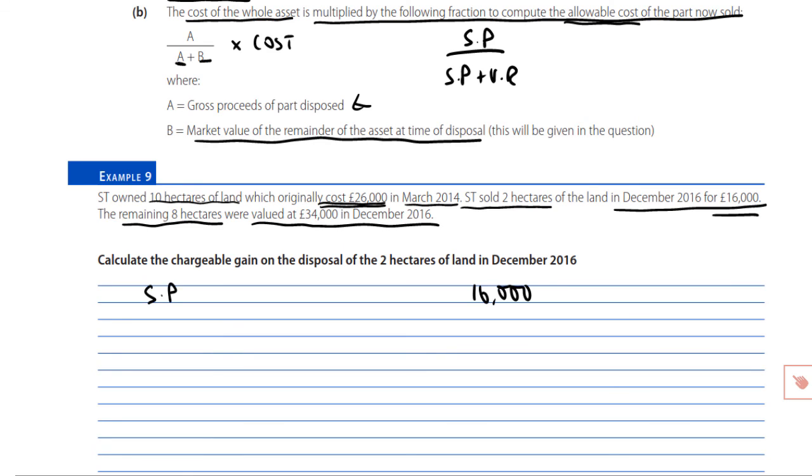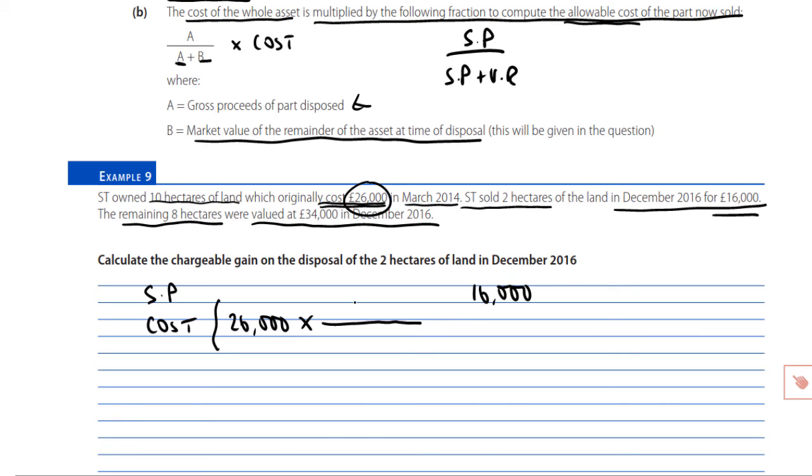Had there been any specific selling expenses, they would be given to you, and you would therefore be able to deduct them in getting net proceeds. Not an issue here. But then the cost-based calculation that we perform. The cost. The original entire cost, we're told, was £26,000. So 26,000 times. We now use our value-based apportionment.